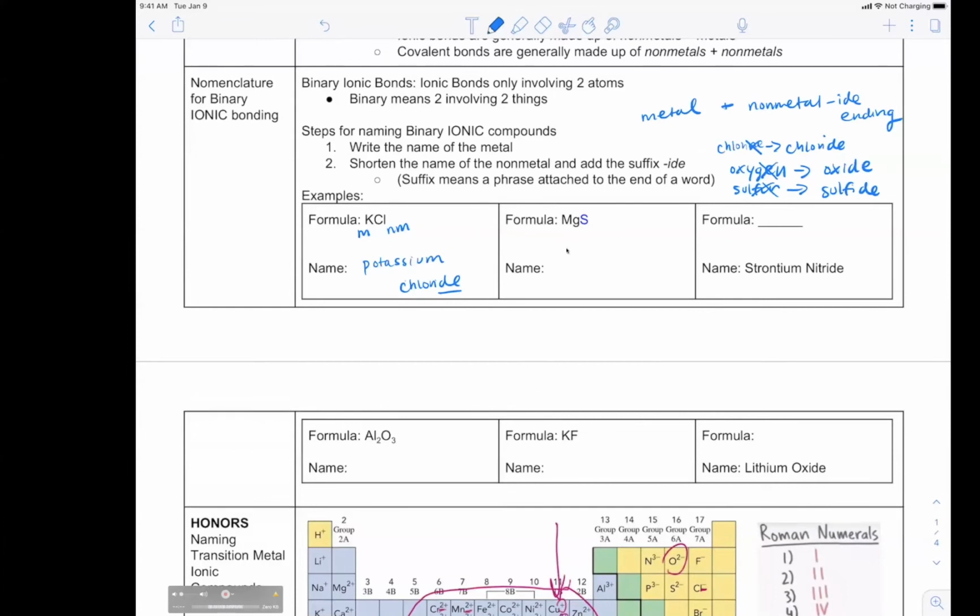The next one, I'm going to actually give you a different one. So instead of MgS, I'll give you Na2S. The reason for that is I just want to show you that the number of atoms that you have in an ionic compound doesn't affect the naming at all. So for example, with sodium here, we have 2 sodiums, but it doesn't matter. You still write sodium, which is your metal, and then sulfide, which is your nonmetal.